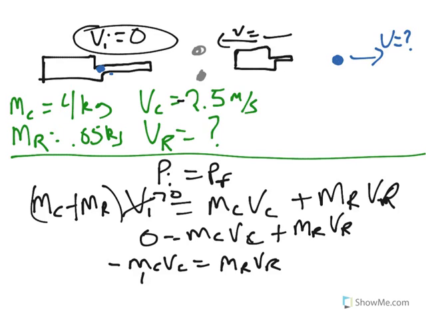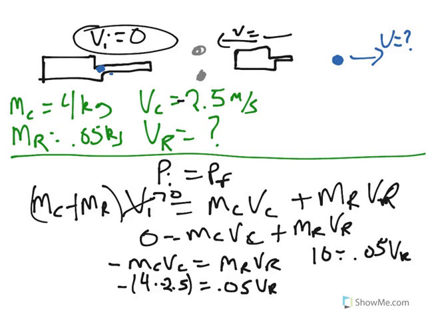So the mass of the cannon, 4, times negative 2.5 equals the mass of the racquetball, which is 0.05, times the velocity of the racquetball. And we're solving for the velocity of the racquetball. So 4 times negative 2.5 is negative 10, and with the negative sign this gives us just 10 equals 0.05 times the velocity of the racquetball. And 10 divided by 0.05 is 200 meters per second, and that would be the velocity of the racquetball.